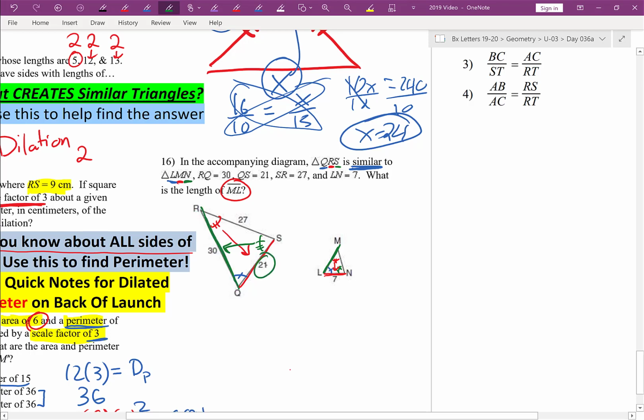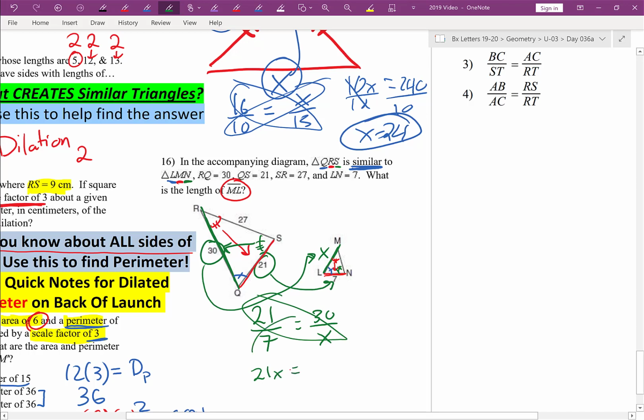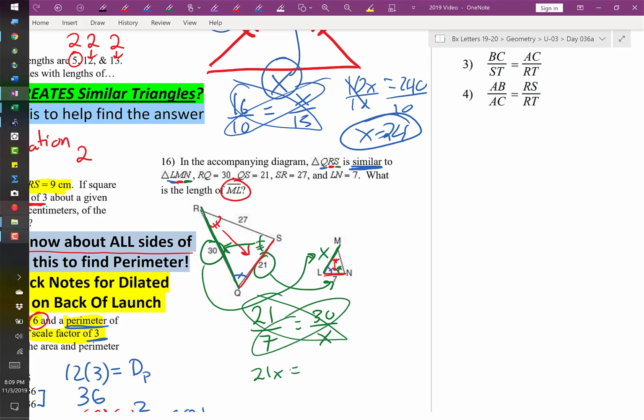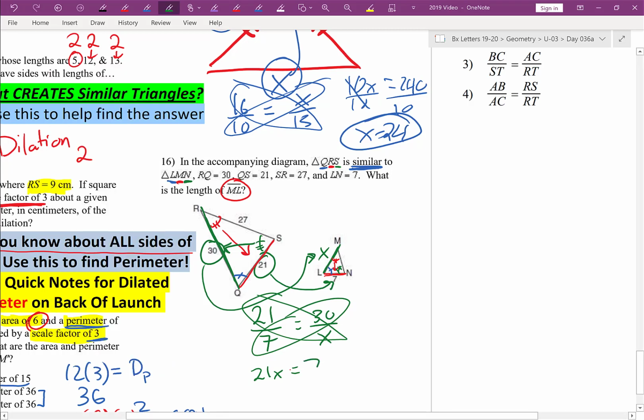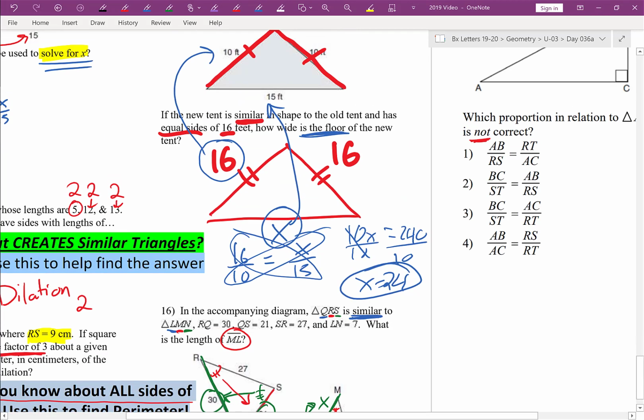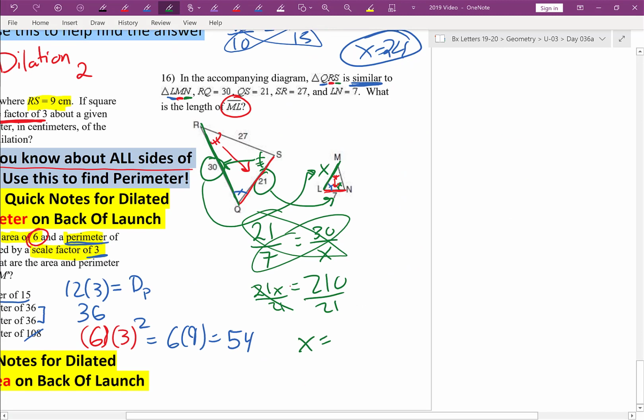We're going to do 21 and 7. And then we got to do 30 and RX. And we'll get 21x, 7 times 30. 210, and then divide by 21. So 210, divide 21, divide 21. X is 10, right? 10 times 21 will give us 210.